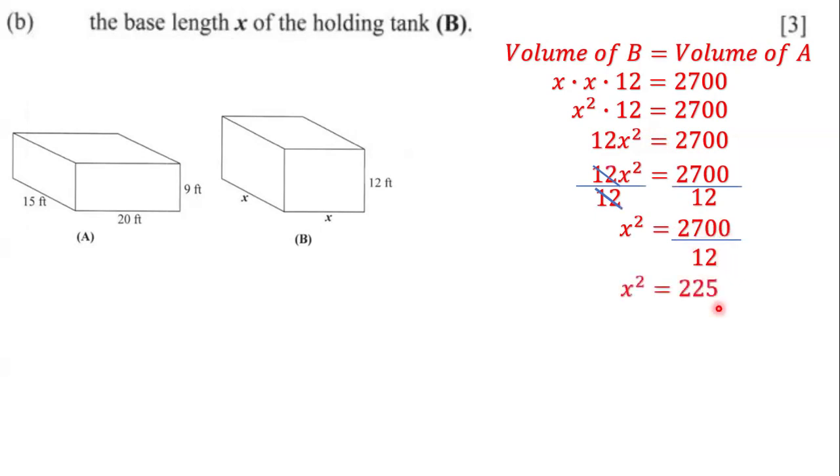And when we do that, we have to divide these two numbers. So we have 2,700 divided by 12, which is 225. And so what we actually have is X squared is equal to 225. And so we're going to take the square root of both sides. This cancels with that, and so we are left with X is equal to the square root of 225. So that means that X is equal to 15. So the base length X of the holding tank B is actually 15 feet. All right, so the answer here is 15 feet. That's the answer to this question, 15 feet.